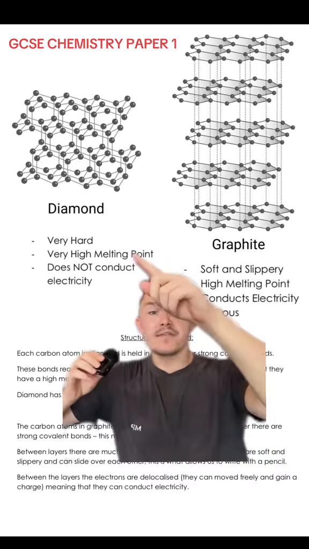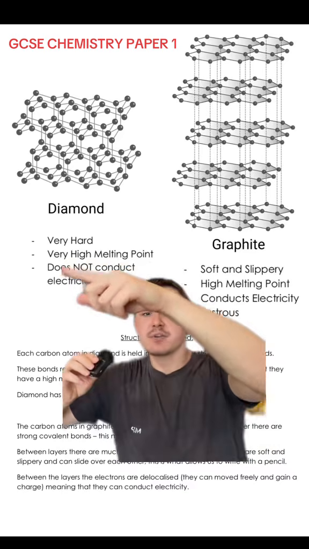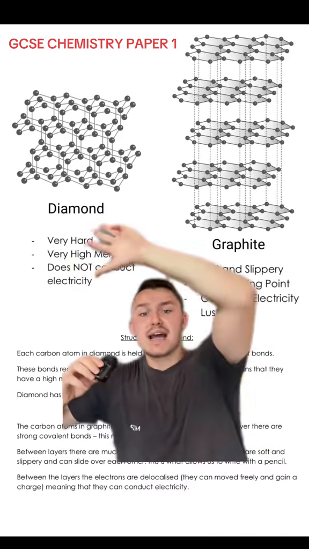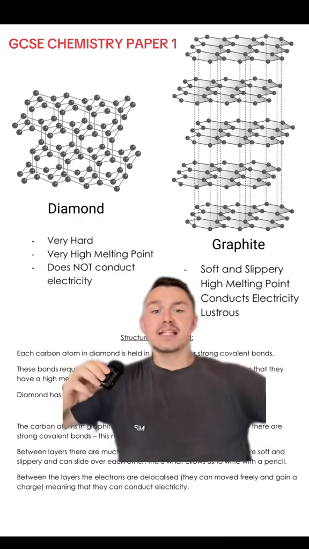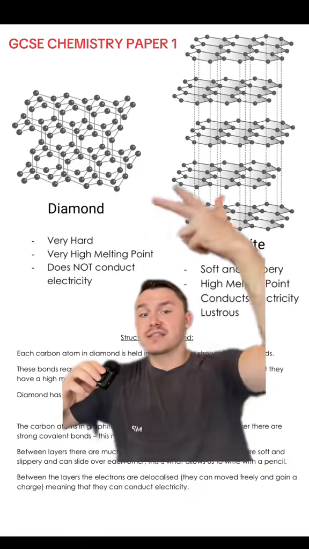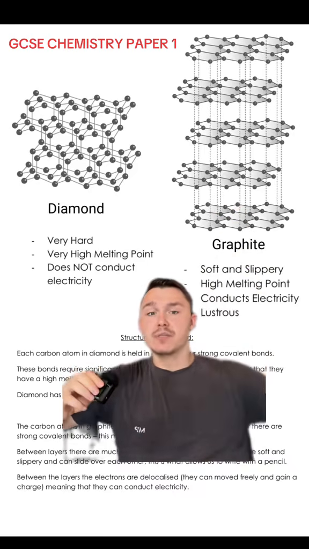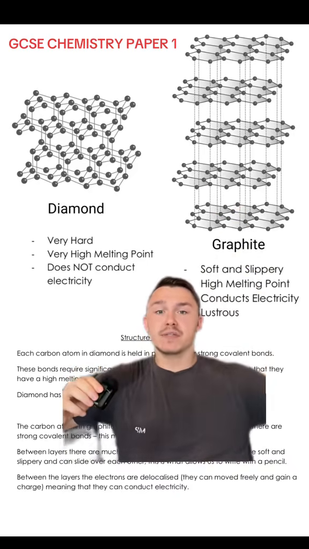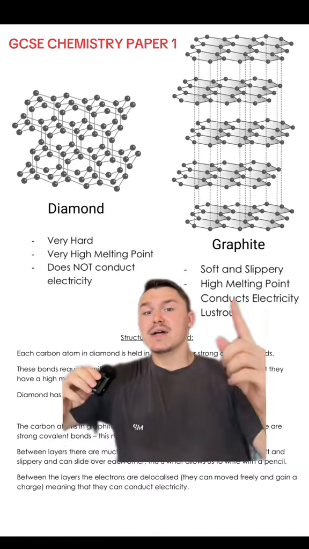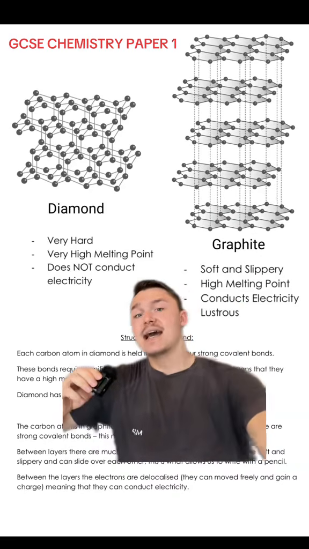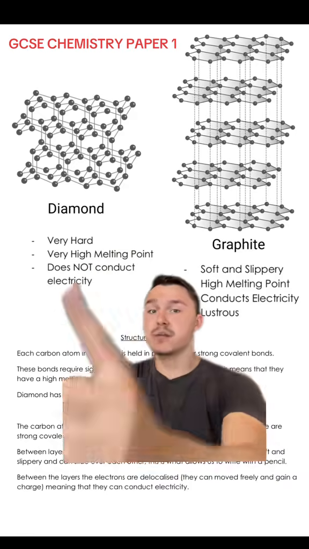We said that they both have high melting points, but look at diamond, we said very high melting point because it had those 4 covalent bonds that had to be broken, whereas graphite only has 3 covalent bonds per carbon. So it's got fewer covalent bonds that need to be broken. So although it still has a high melting point, it's not as high as diamond. Diamond's melting point is higher.